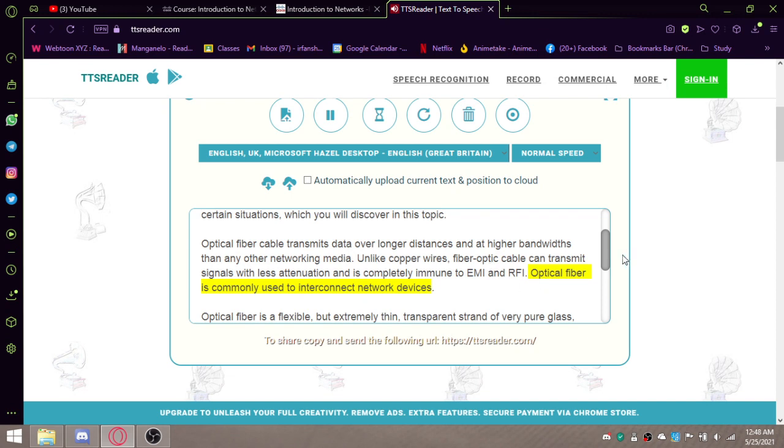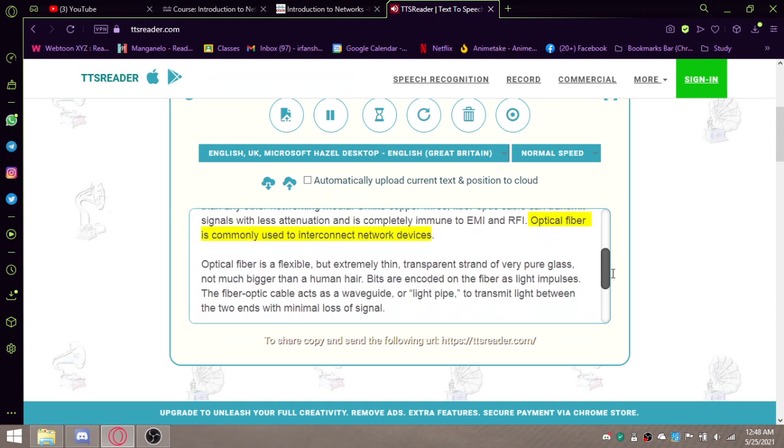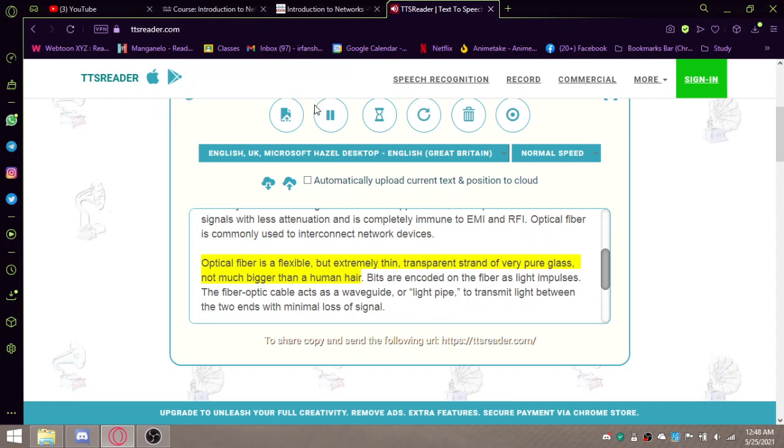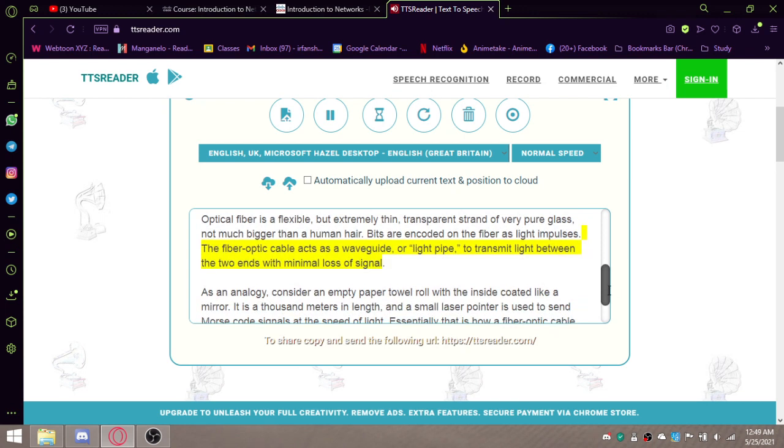Optical fiber is commonly used to interconnect network devices. Interconnect lah tu. Optical fiber is a flexible, but extremely thin, transparent strand of very pure glass, not much bigger than a human hair. Kecil je. Bits are encoded on the fiber as light impulses. The fiber optic cable acts as a waveguide, or light pipe, to transmit light between the two ends with minimal loss of signal. Bagus.